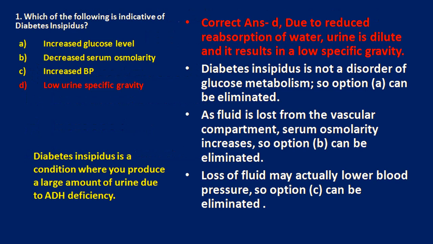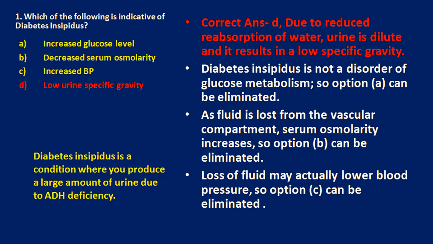The answer of this question can be easily found out by elimination method. I will tell you how we are doing this. First, we have to understand what is diabetes insipidus. Diabetes insipidus is a condition in which there is excessive urine production. So, urine output will be more and urine will be very dilute. And it results in low specific gravity of urine since it is very dilute. There is deficiency of ADH.